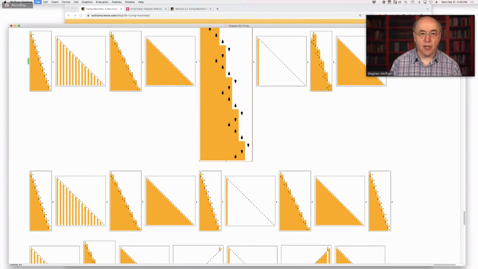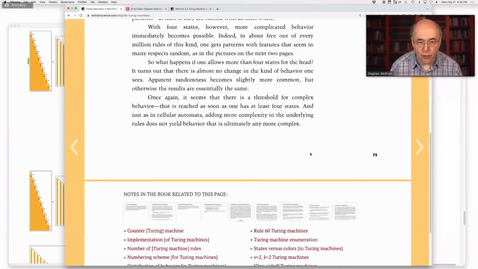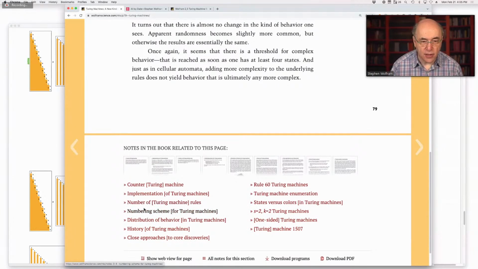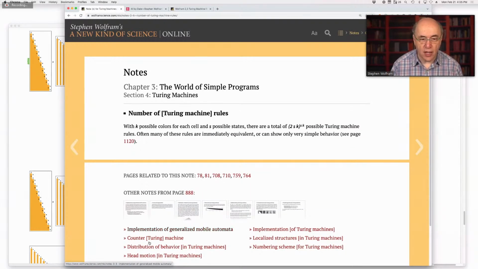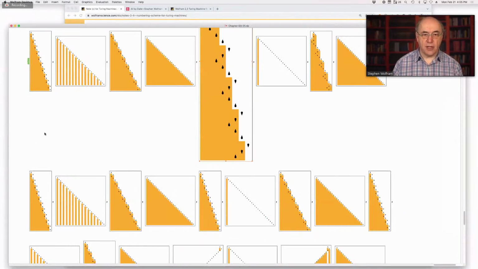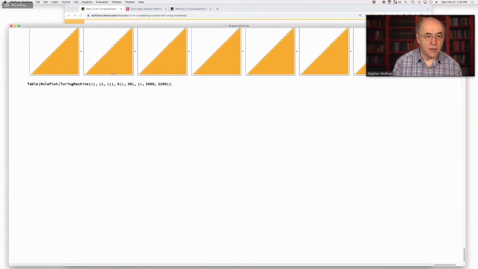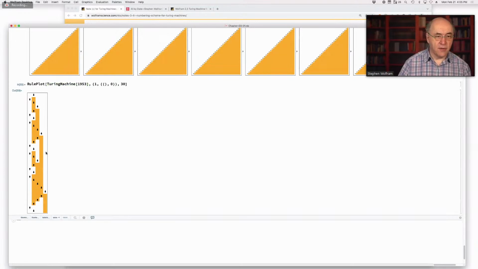And in the NKS book, I talk about all of the different rules. Okay, this one here, rule F. Which one is rule F? Numbering of Turing machine rules, rule F. Let's see. It's 1953. Okay, a little bit before my time, but let's go ahead and look at rule 1953 and see whether we can figure out what it does. Again, it's a big exercise in Turing machines. There's one Turing machine I talk about in the book. Okay, there's 1953. What is it doing?